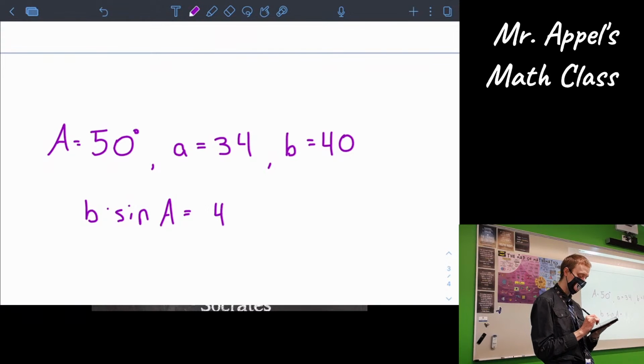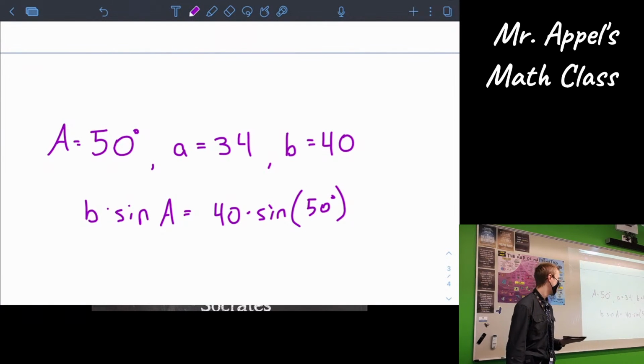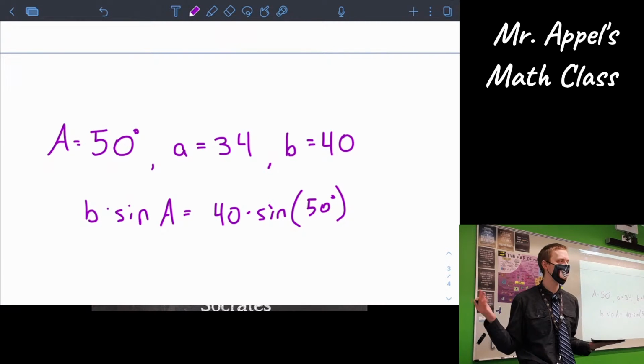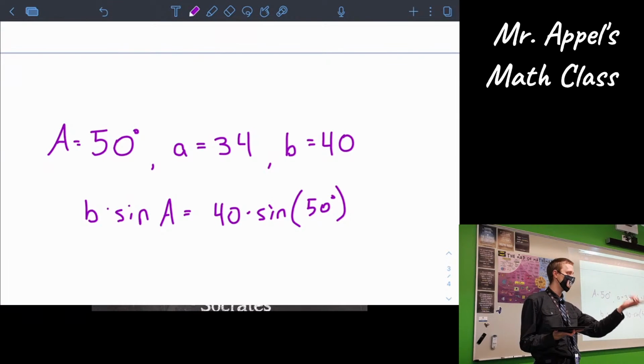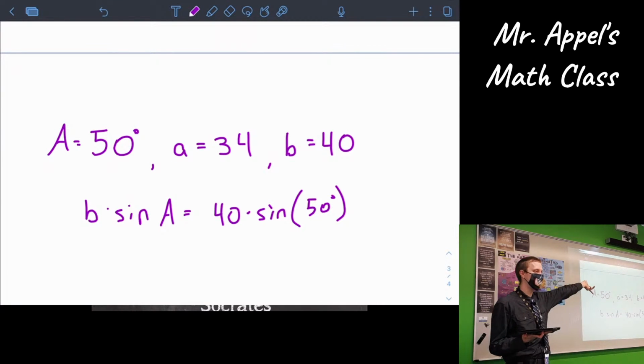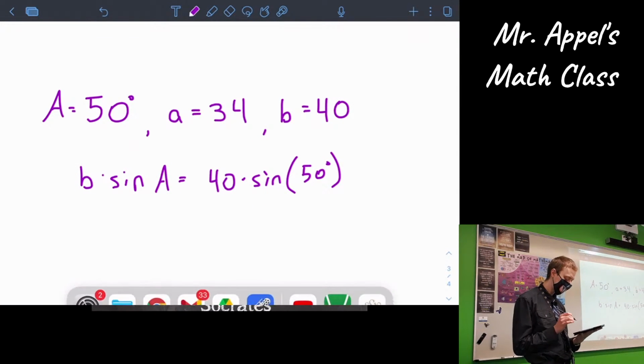So we'll take 40 times the sine of 50 degrees. Make sure your calculator is in degree mode and run that. I don't know sine of 50 degrees off the top of my head. I could work out 30, 45, or 60. It's not one of those, so it's not even one of the special cases. So literally grab your calculator. Unit circle is not going to help you here.